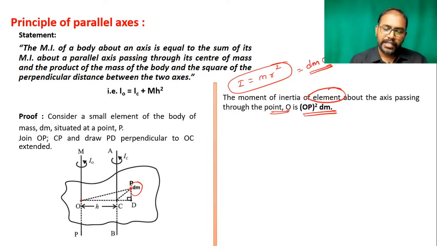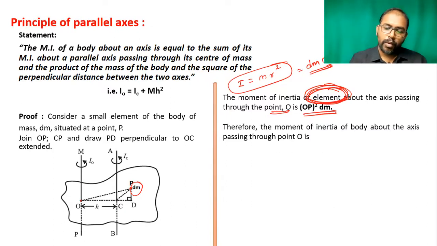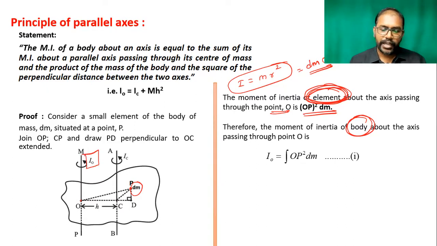When we replace this element by the body, then we have to take the integration. So here, the moment of inertia of the body, I replace this element by the body, and the axis is the same. Then that moment of inertia we call IO. So we can write IO is equal to the integration of OP square dm.